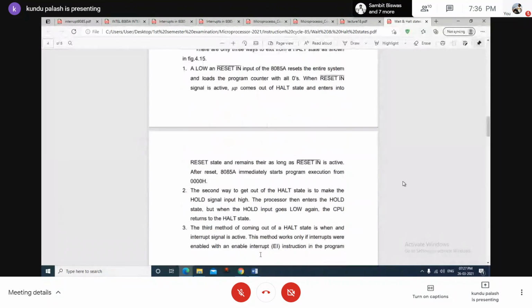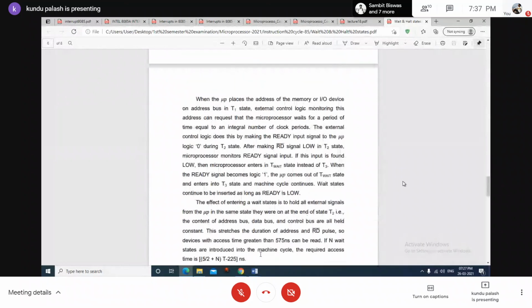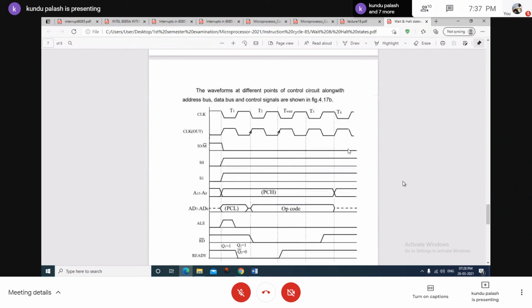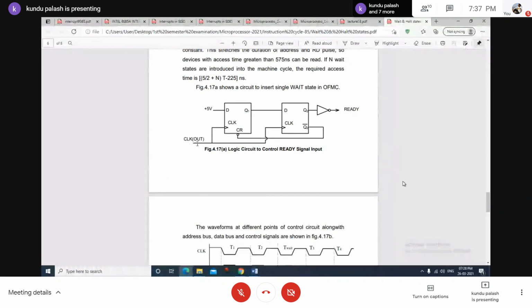You can see the typical logic circuit for the ready generation. These are clock out, 5 volt, and a master slave D flip flop. The output of the second stage, the slave D flip flop, is connected to the inverter gate, and that will go to the microprocessor's ready input signal. Now we can see this clock out signal is coming from the microprocessor clock signal. So what will happen?